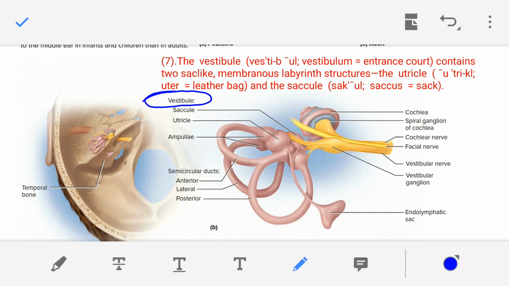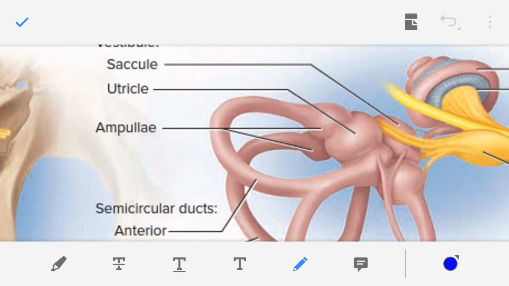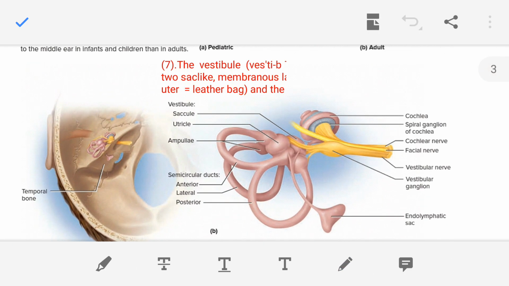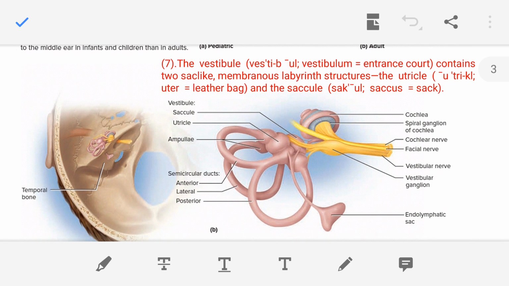So here, see the vestibule. One is the saccule, so this one they are showing. Let me zoom this. This is this part, this is this portion. This is the saccule, and this portion is the utricle. So this is about the vestibule.